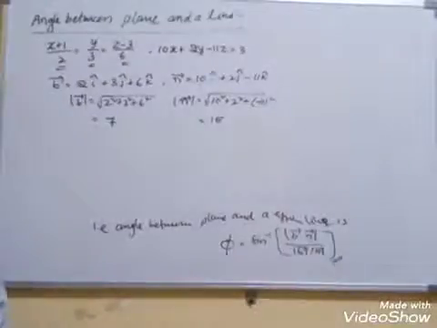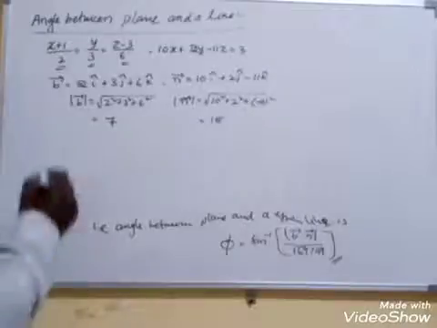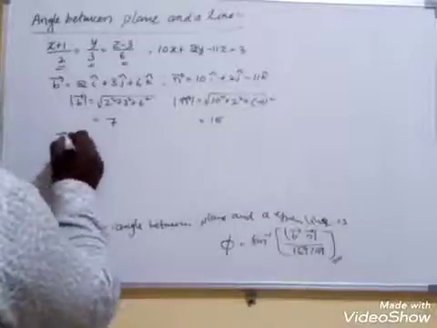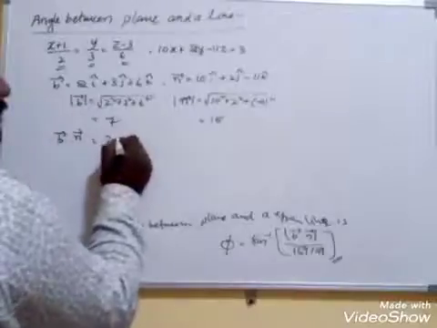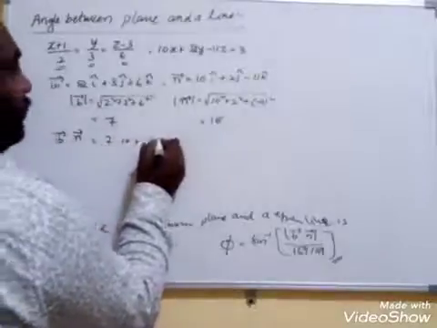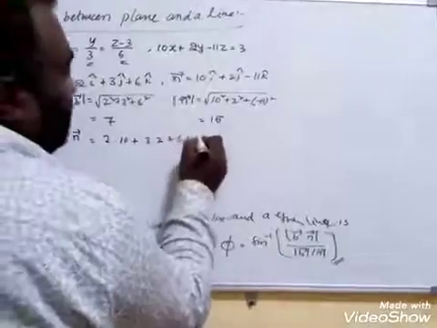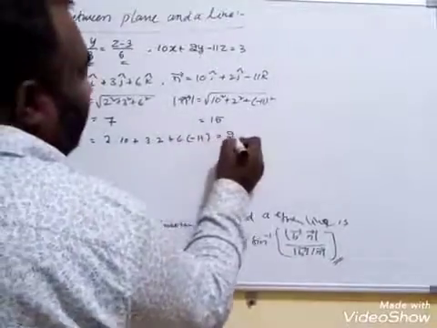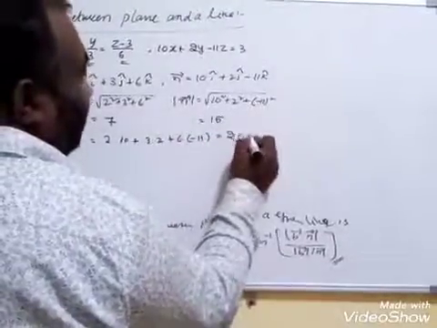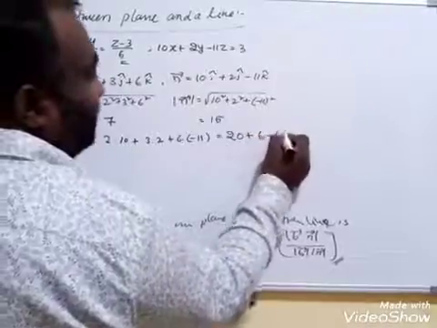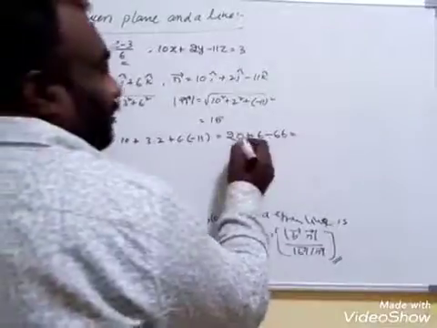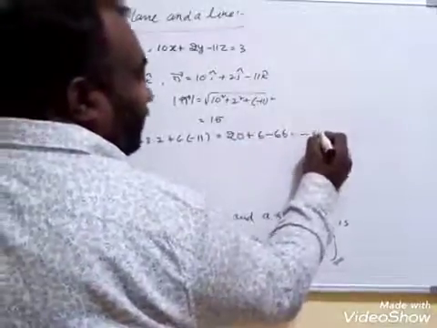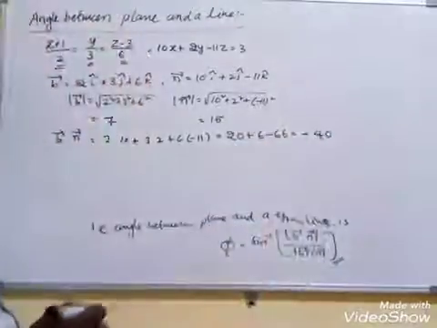Next, we have to find the angle between the plane and the line. First, b bar dot n bar is equal to 2 into 10 plus 3 into 2 plus 6 into minus 11. That is 20 plus 6 minus 66, which is nothing but minus 40. We are getting minus 40.